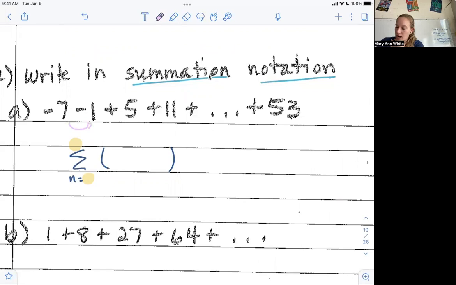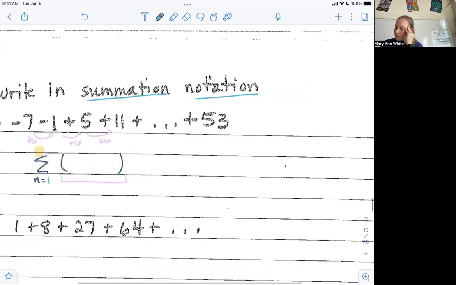This one's arithmetic because we're adding 6, adding 6, adding 6. And then it skips a lot of numbers and we end at 53. Okay, we end at 53. So what I'm going to do is start by figuring out what my expression is here. I will tell you that most of the time, if not all the time, my number at the bottom is always 1. So you can just go ahead and fill that in.